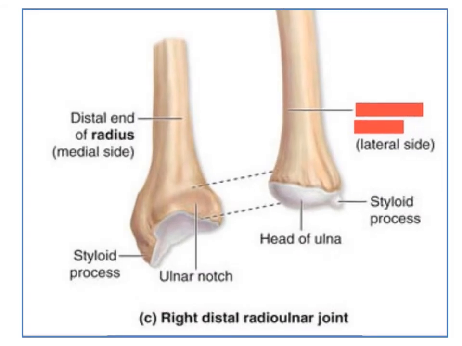Just to quickly show those structures one more time. This is the radial styloid process here. And then this is the dorsal tubercle of Lister, although it's not really shown very visibly here. It should be somewhere around this point in the dorsal part of the radius.